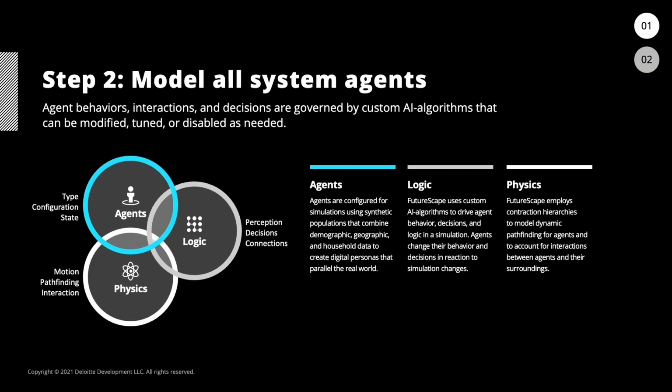We need our agents to obey the rules of the road, both figuratively in terms of decision making and literally when it comes to traffic movements. Agents are configured for simulations using synthetic populations that combine demographic, geographic, and household data to create digital personas that parallel the real world. Then we build custom AI algorithms to drive agent behavior, decisions, and logic in a simulation. For instance, we use a utility-based approach for travel mode selection that can be measured against real-world data. Agents can change their behavior and decisions in reaction to changes in the simulation, but always in ways that are governed by appropriate decision frameworks and physics.